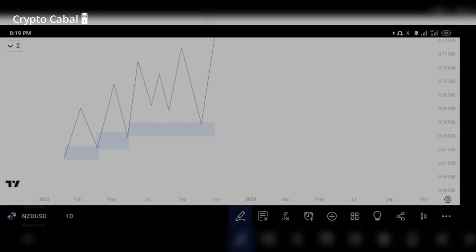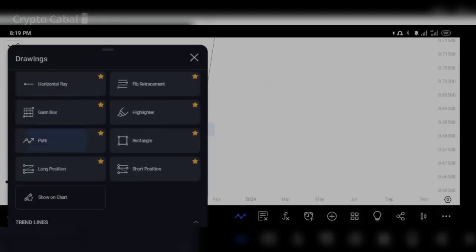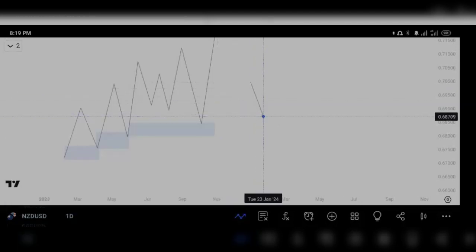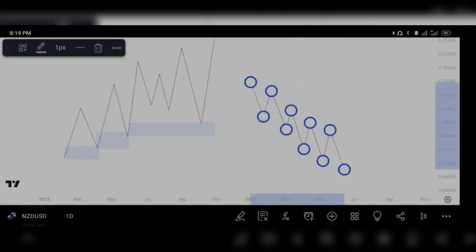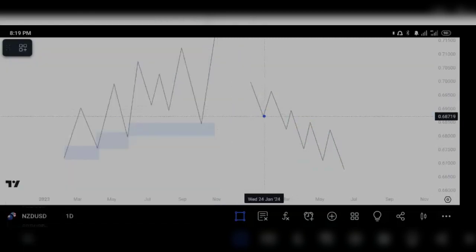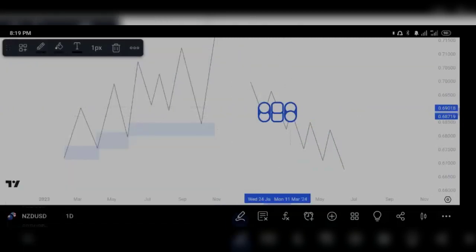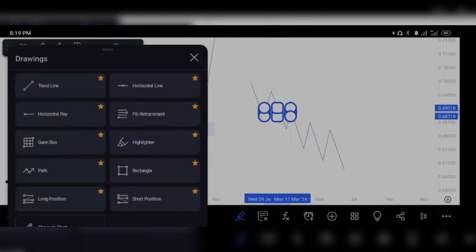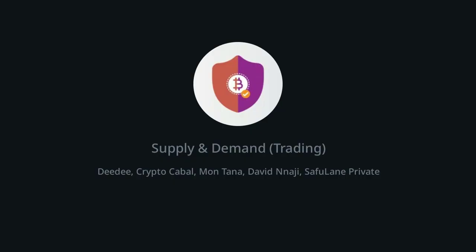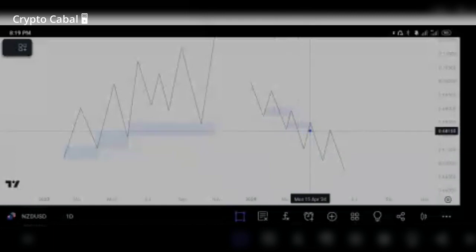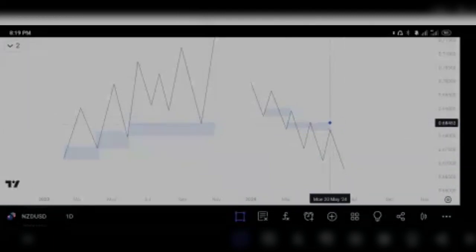Same thing in a downtrend. When we have a downtrend, we have something of this nature where price is moving like this, price moving. This is what we call a supply zone. We have price moving, and those are supply zones. Now quickly we'll be diving into the charts.